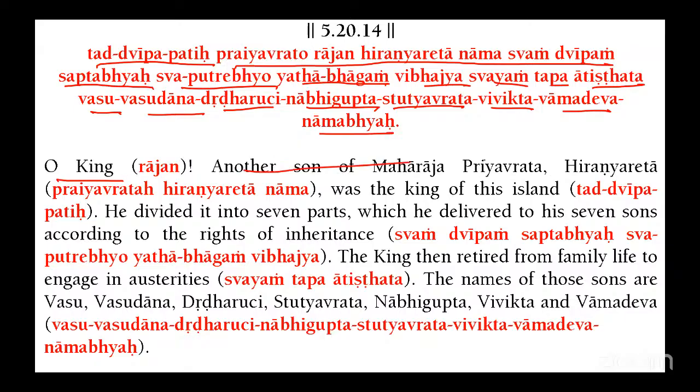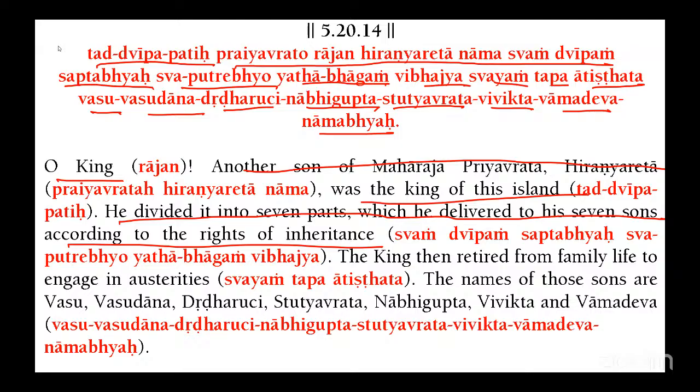O king, another son of Maharaj Priyavrata named Hiranyareta was the king of this island. He again divided it into 7 parts, which he delivered to his 7 sons according to the rights of inheritance. Somehow they saw probably how naturally the island is divided by the mountains and rivers, and accordingly they begot that many sons probably. I am just guessing. Otherwise, how could each one of them have exactly 7 sons?